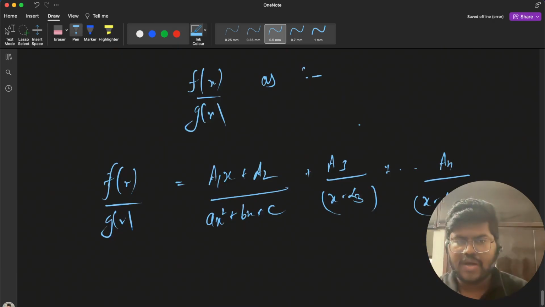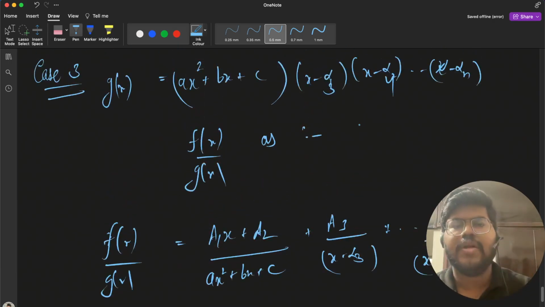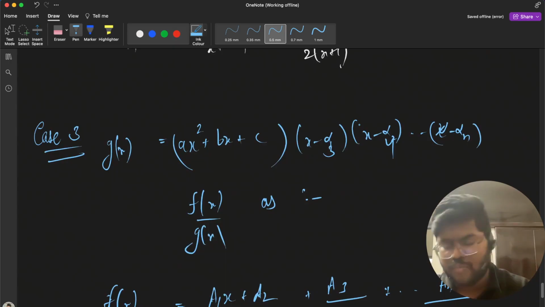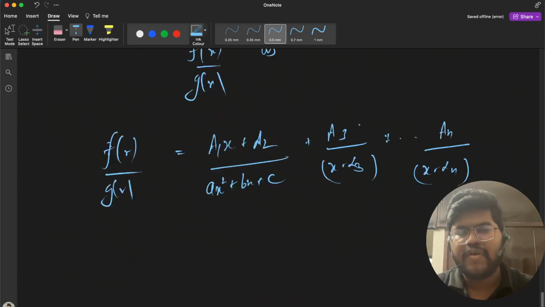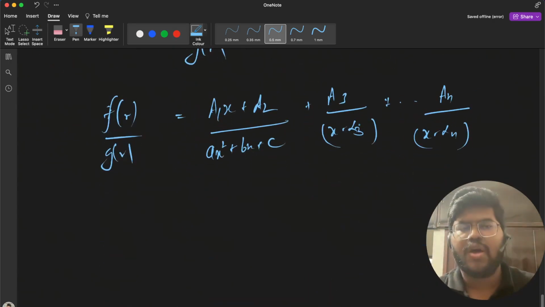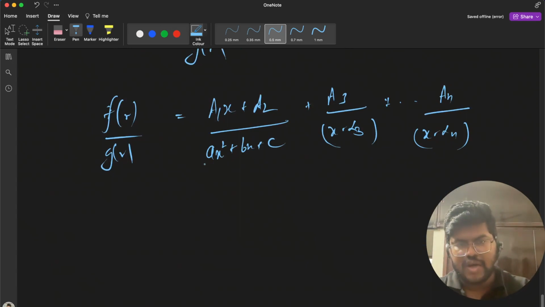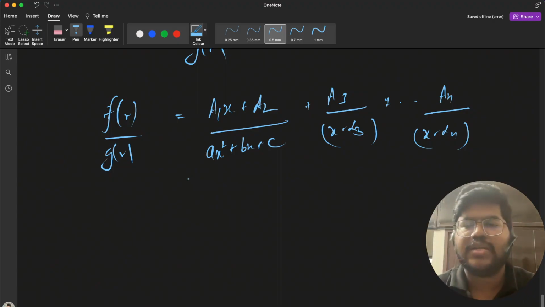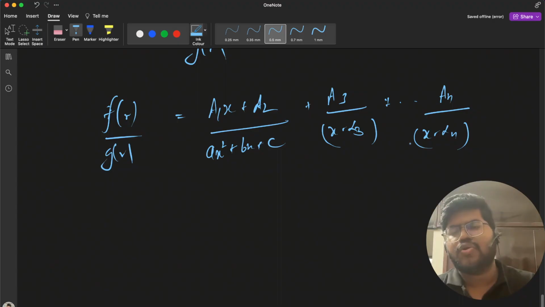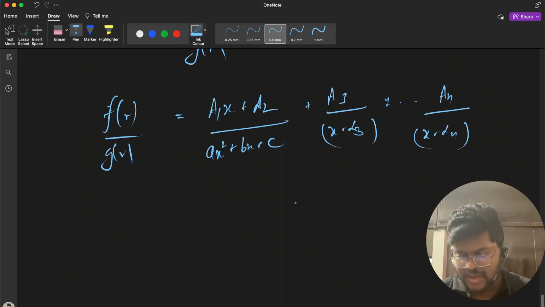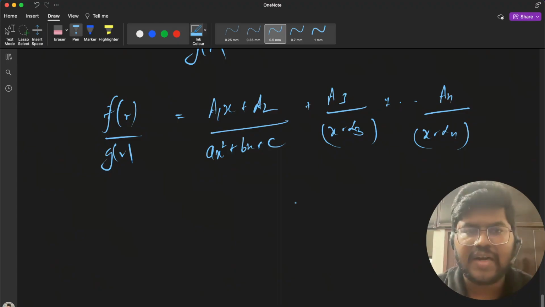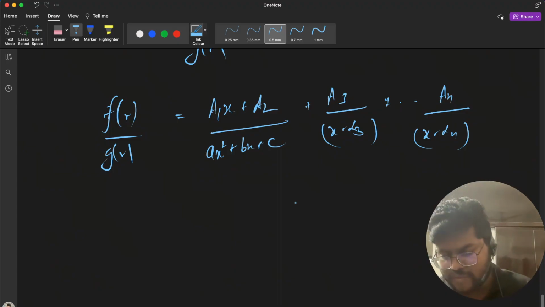So here what we have done is, if we have a non-repeated quadratic form that is not factorized further, then we can write f(x) upon g(x), making sure the degree of f(x) is less than the degree of g(x), as a1x plus a2 divided by x square plus bx plus c, plus a3 upon x minus alpha 3, up to and so on, an upon x minus alpha n, right? Again, the coefficients of the numerator and denominator should be compared by taking the LCM on both sides, right?